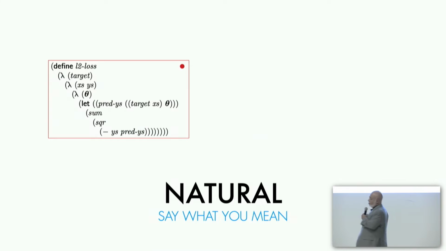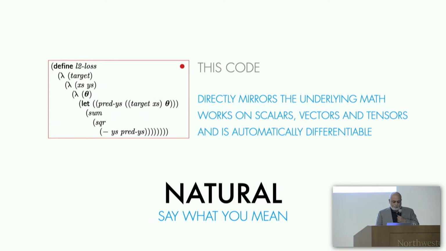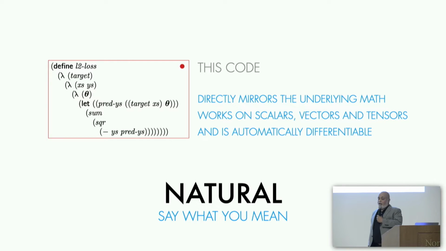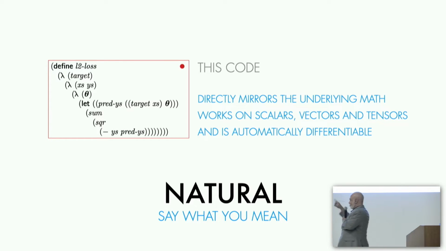And the one I picked here is sort of what's called L2 loss, the sum of squared errors. So literally, you can see the word sum, you can see the word square, you can see the difference between what's predicted and what's actual. And theta over there is the set of parameters that you want to optimize. Okay. Now, this code directly mirrors the underlying math. So when you look at the SSE definition, there'll be a sigma, (y minus f(x)) whole squared.